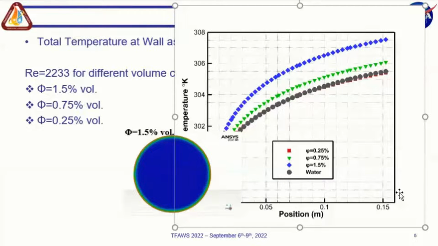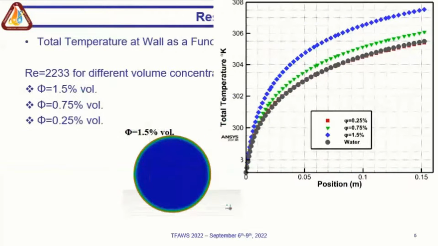As we increase the concentration to 0.75%, we see some enhancement, and the enhancement actually goes up when we increase the concentration to 1.5% volume fraction. So there is a nice big jump, and we're looking at the surface temperature as a marker of the enhanced heat transfer.